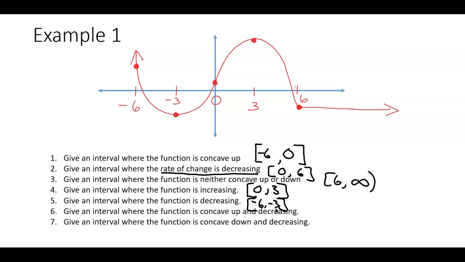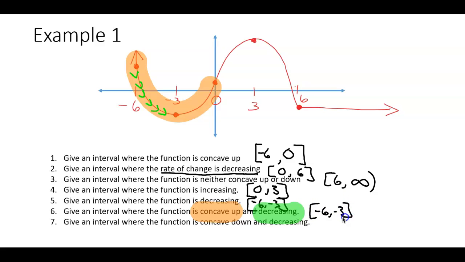All right. Now number 6. Give an interval where two things are going on: concave up and decreasing. So first of all, let's find concave up. That was here, right? Now where on that orange area is the function decreasing? On the left half or the right half? The left half. Over here, the function is going down. So it's concave up and decreasing. So we would say, what interval?